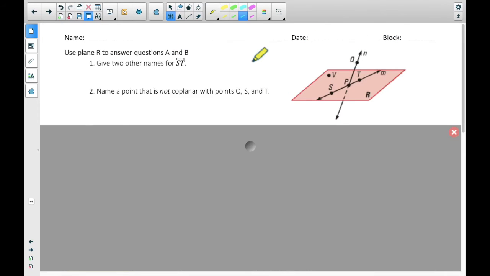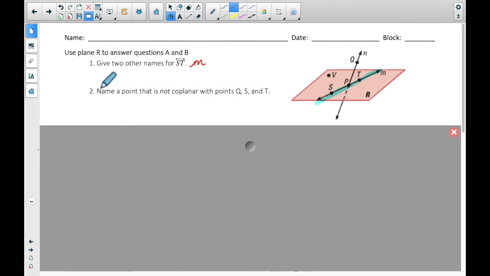Okay, so this is a little bit of review of the terms that we learned a minute ago. So name two other names for ST. I'm going to use my highlighter again. Here is line ST. What are some other names for that? Well, there are a bunch of options. Let's just list out a couple of them maybe. One is you could call it line M. Remember the lowercase italics or cursive? That is another way.